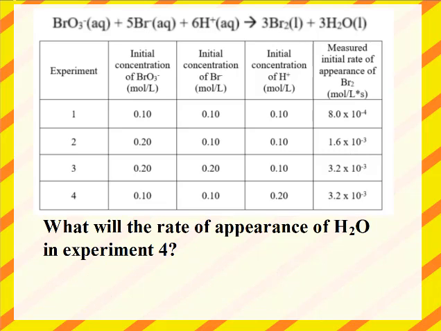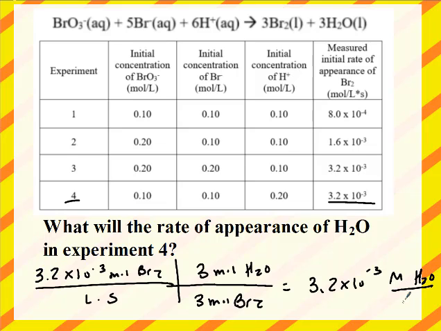So you're going to try this one on your own, restart when you're done. So for this one, you should have gotten the same 3.2 times 10 to the negative third because it's a 3:3 ratio of bromine to water.